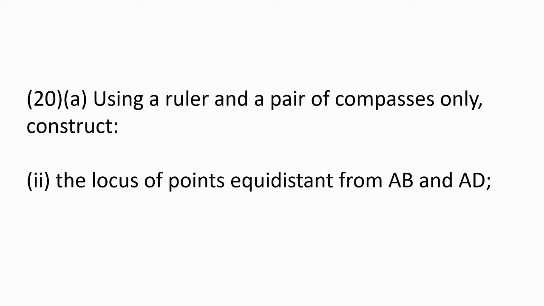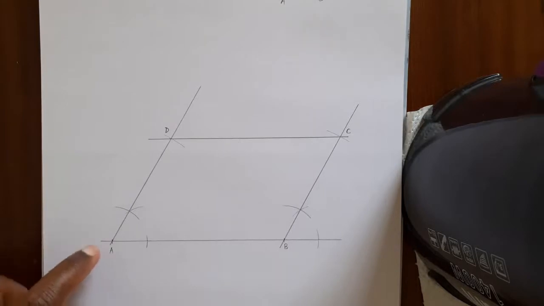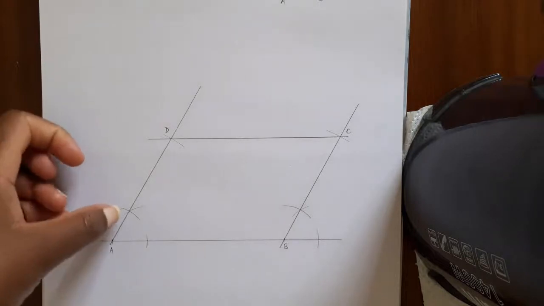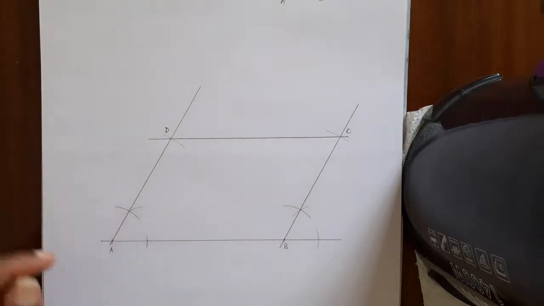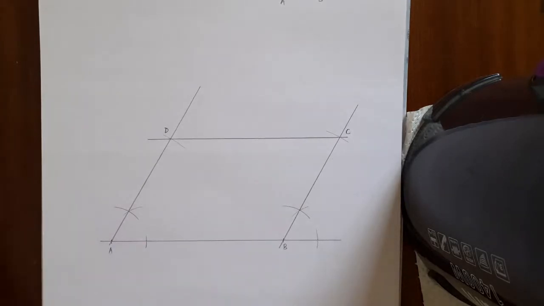Part 2. Construct the locus of points equidistant from AB and AD. We are supposed to construct the locus of points equidistant from AB and AD, and what that means, it's similar to the angle bisector of angle BAD. And since while we were constructing angle 60, we had markings in line AB and line AD using the same radius, we are going to use these markings to bisect angle BAD.